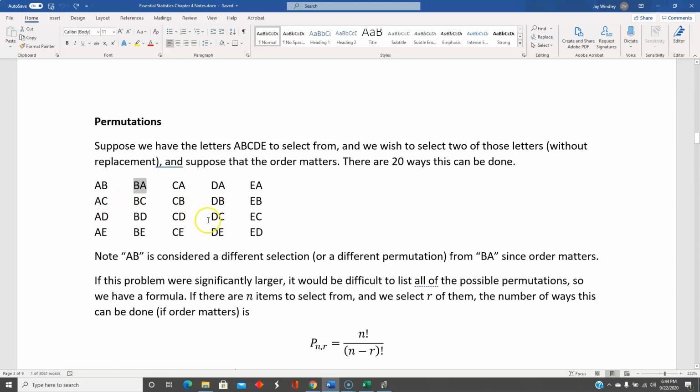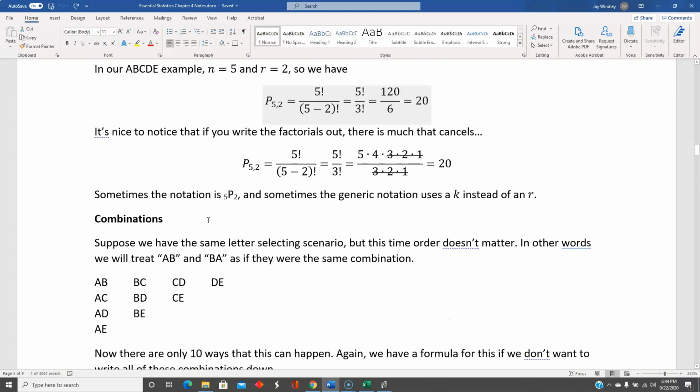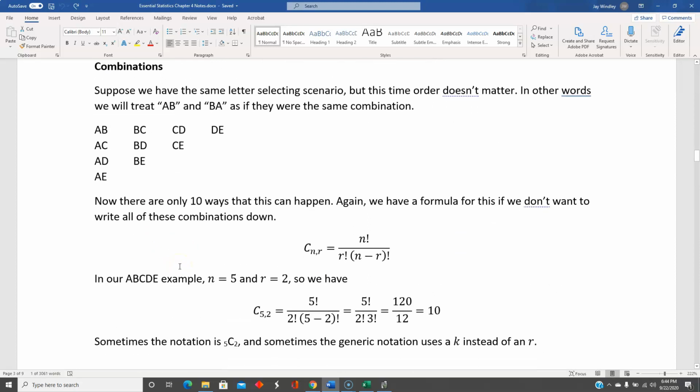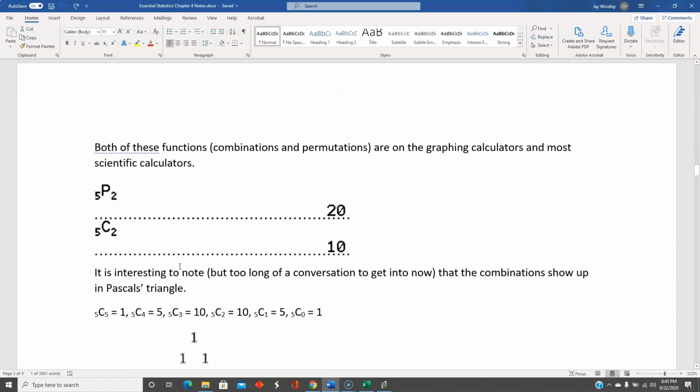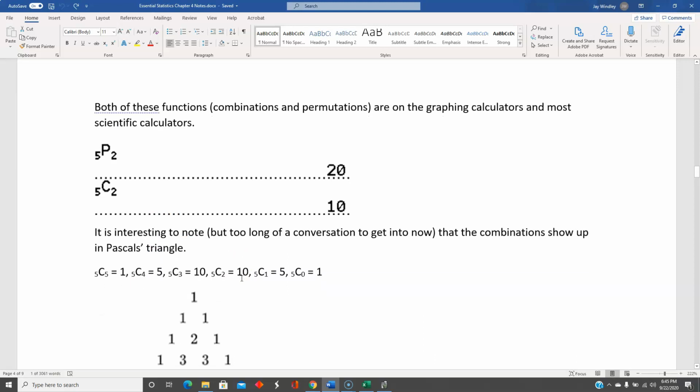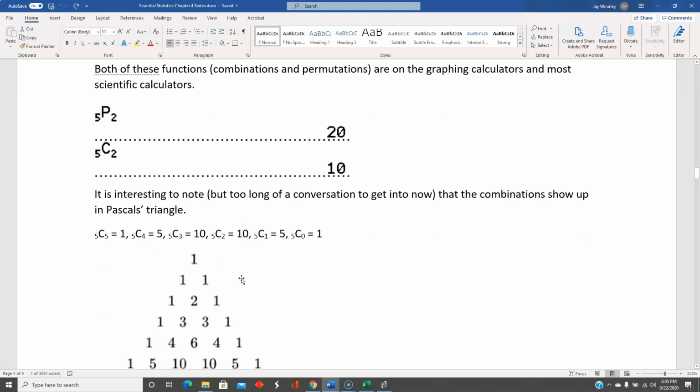This is all the permutations of the letters A, B, C, D, E taken 2 at a time. This is all the combinations of the letters A, B, C, D, E taken 2 at a time. And that's on the calculator. And it's also interesting to note, this comes up a lot more in a later chapter, that these combination numbers show up in Pascal's triangle.